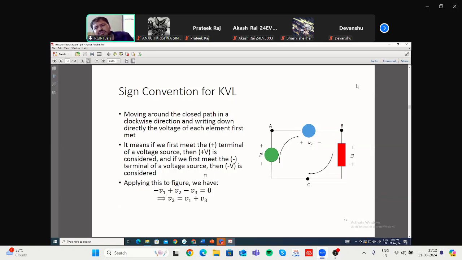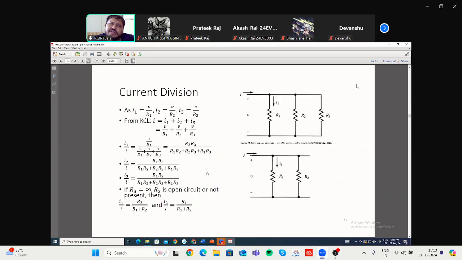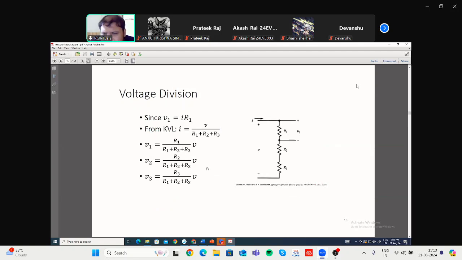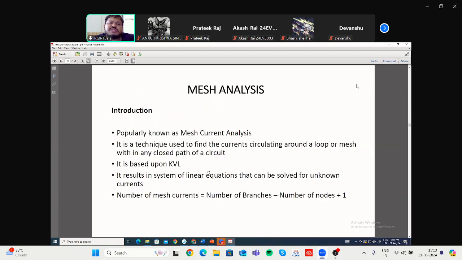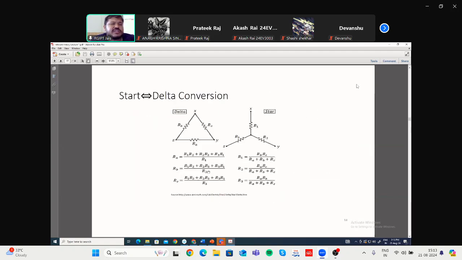Now we'll use this KCL and KVL in our nodal and mesh analysis. Yesterday we started with the mesh analysis. And before that, we also discussed voltage and current division. These are straightforward. If you have any doubt, kindly raise. Otherwise, I will move to this mesh analysis. This star delta conversion, I will come later while solving problems.